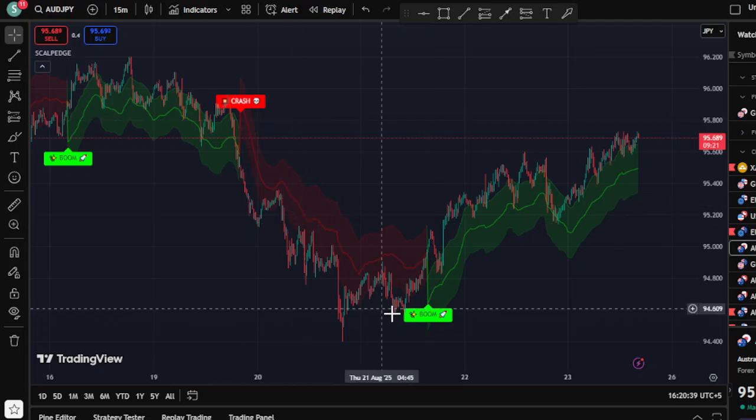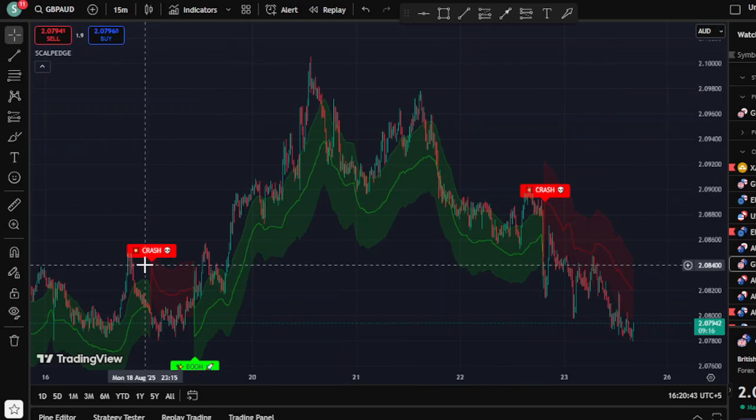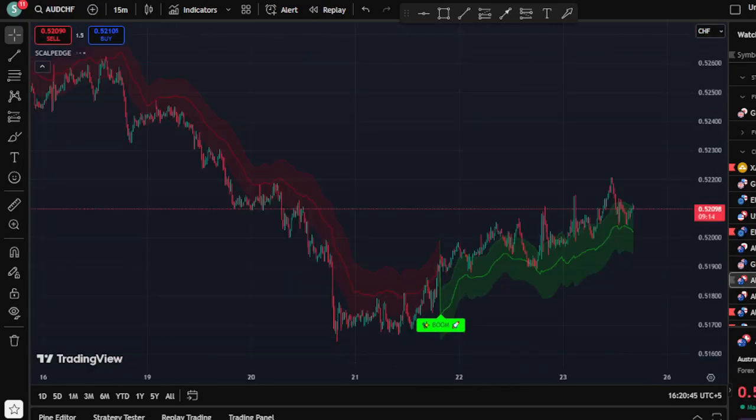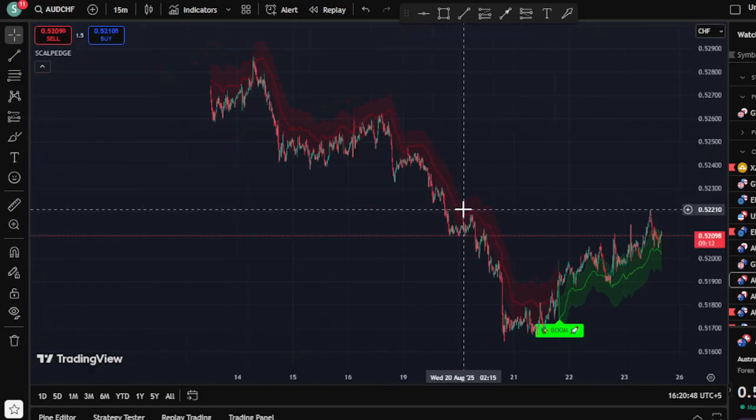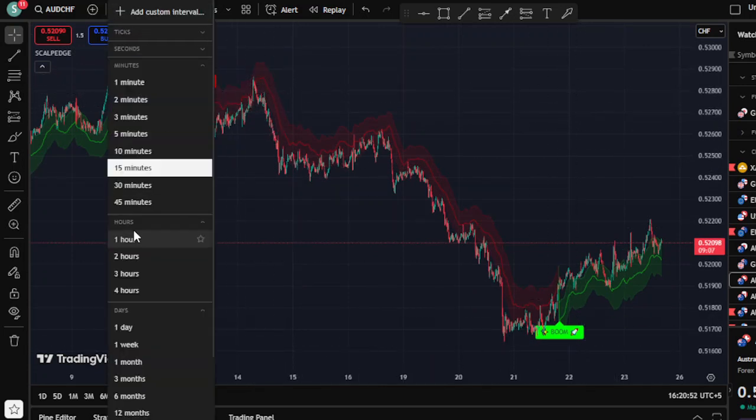AUD JPY, crash and boom, both were successful. Okay, crash successful, boom successful, this crash is not successful. So this is the 15-minute performance that you are looking at on your screens. You can see AUD CHF, crash and boom. Now let me switch it to 1 hour.